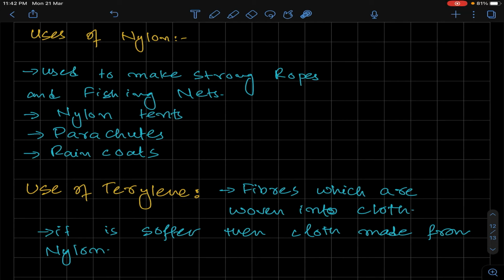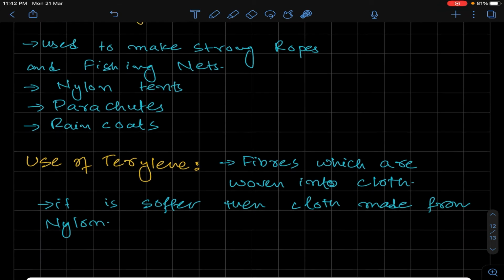Okay, so next, these are a few uses of nylon and terylene, the condensation polymers that we have discussed. So nylon is used to make strong ropes, because we have already discussed that nylon is strong but light. So it is used to make ropes, fishing nets, nylon tents, parachutes and raincoats, right? So these are a few uses of nylon. And terylene is used to make fibers which are woven into cloth, right? So the fabric which is made from terylene is softer than cloth made from nylon. Okay, so this is used for wearing purposes. We make shirts and bed sheets from terylene. All right, so these are a few uses of nylon and terylene, the synthetic polymers.